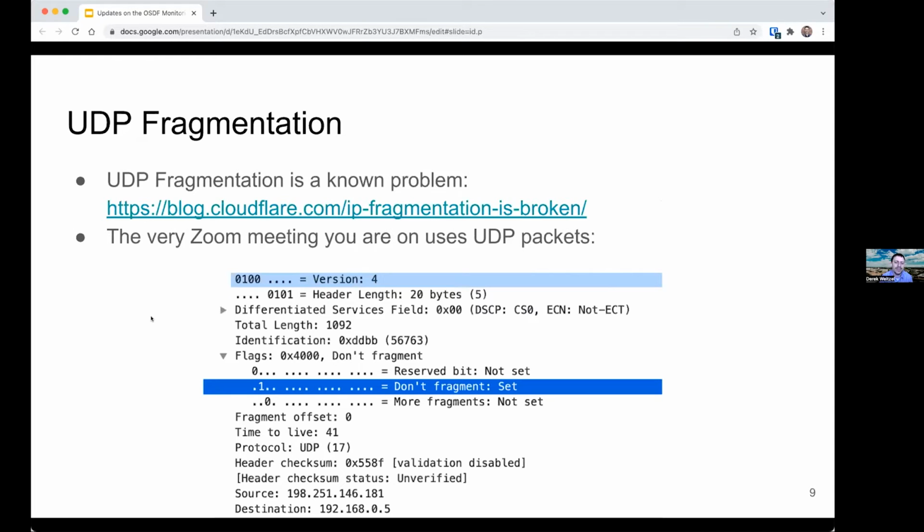So UDP fragmentation is a known problem. Cloudflare knows about it very well. And even this very Zoom meeting that you are watching uses UDP packets, and Zoom knows about it because they explicitly set a don't fragment bit in the packet header, and they never send a packet larger than about 1,400 bytes. So Zoom very much knows that fragmentation is a problem, and they fight it by making small packets and this special bit flag, which XRootD did not do.